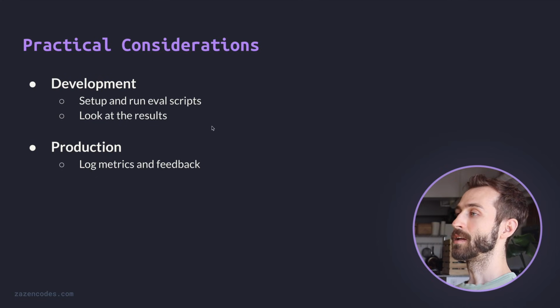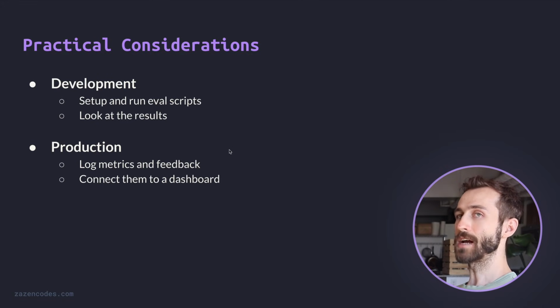Next, in production, log metrics and feedback. Build this into your system somehow so that, for example, if you're running MCP on your server, like you're hosting it somewhere, build some metric logging and get a way somehow to collect some sort of feedback if you can. And then connect that to a dashboard so you can actually look at this and see what's happening.